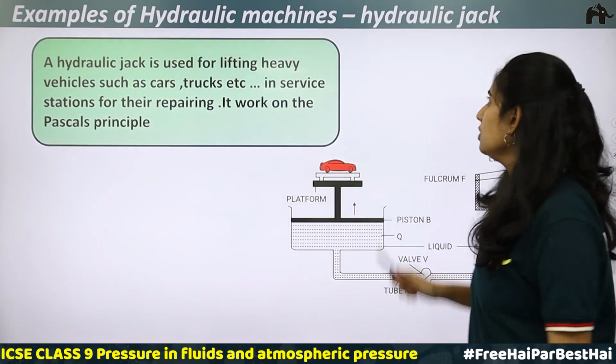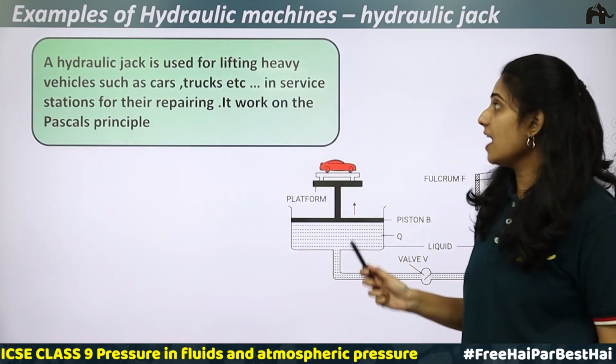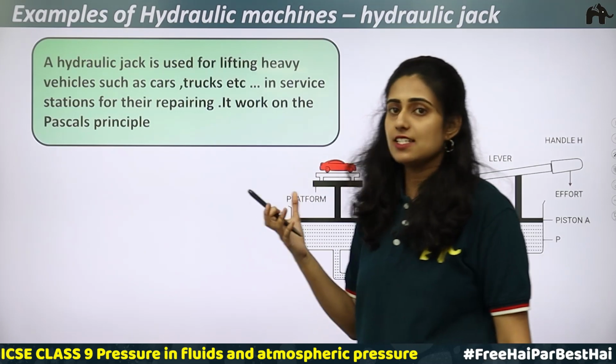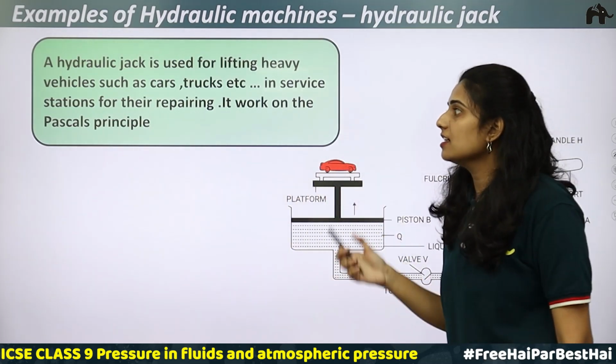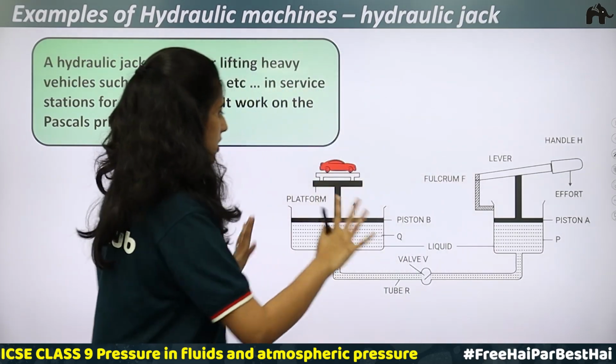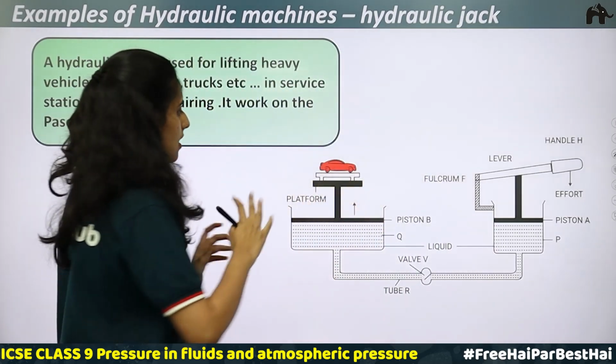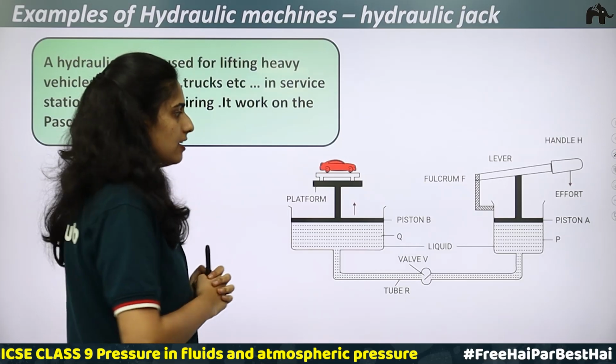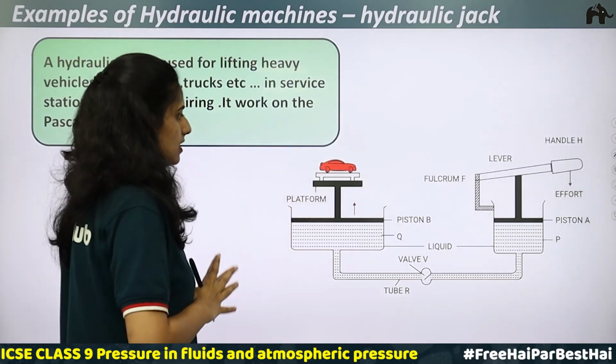The second machine that we are going to discuss is the hydraulic jack. A hydraulic jack is used for lifting heavy vehicles such as cars, trucks, etc. in service stations for their repairing. It works on Pascal's principle. So this is how a hydraulic jack looks. Now check this figure.